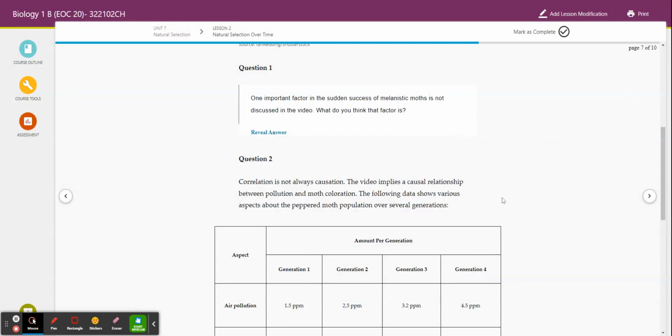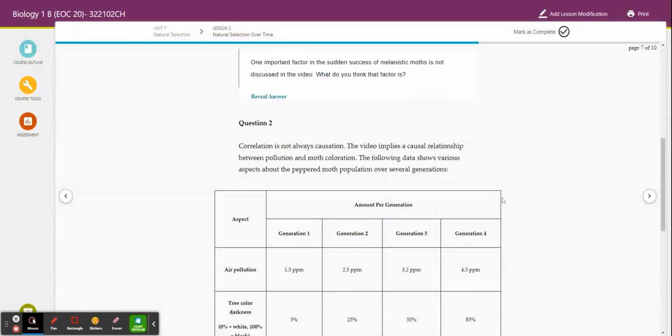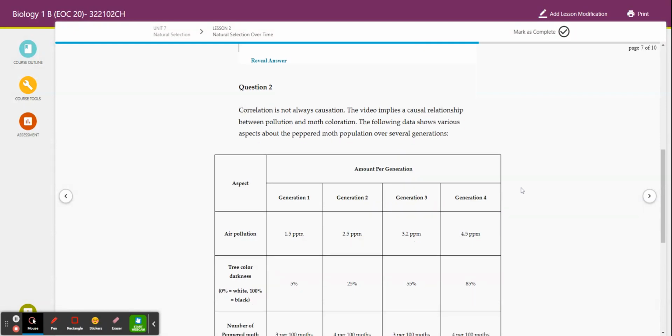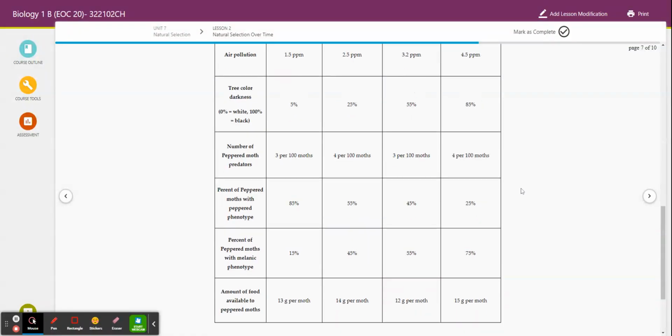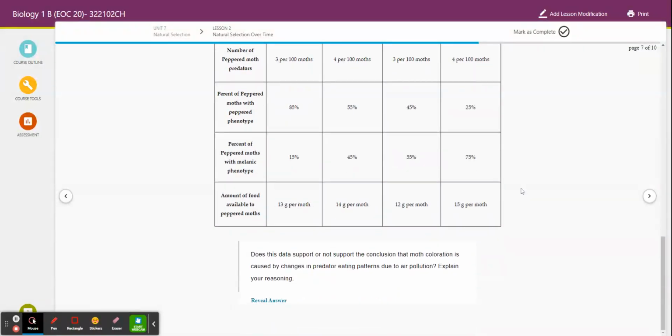Question number 2. Correlation is not always causation. The video implies a causal relationship between pollution and moth coloration. The following data shows various aspects about the peppered moth population over generations. Does this data support or not support the conclusion that moth coloration is caused by changes in predator eating patterns due to air pollution? Explain your reasoning.